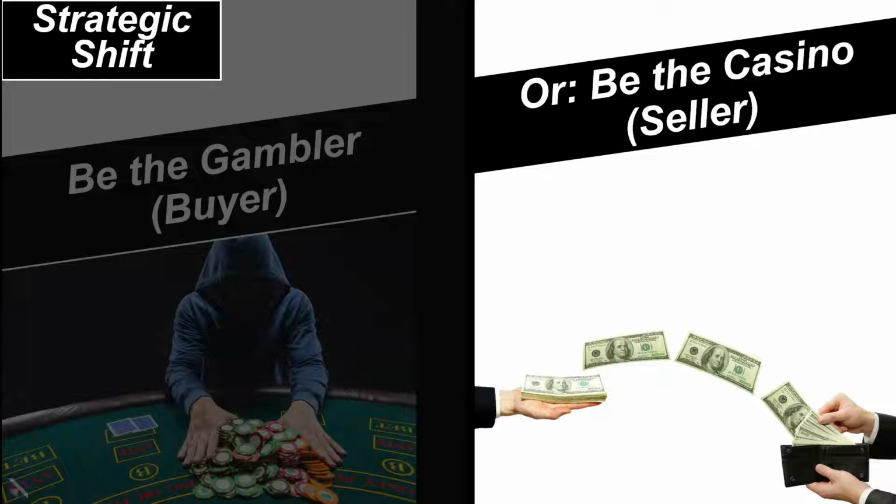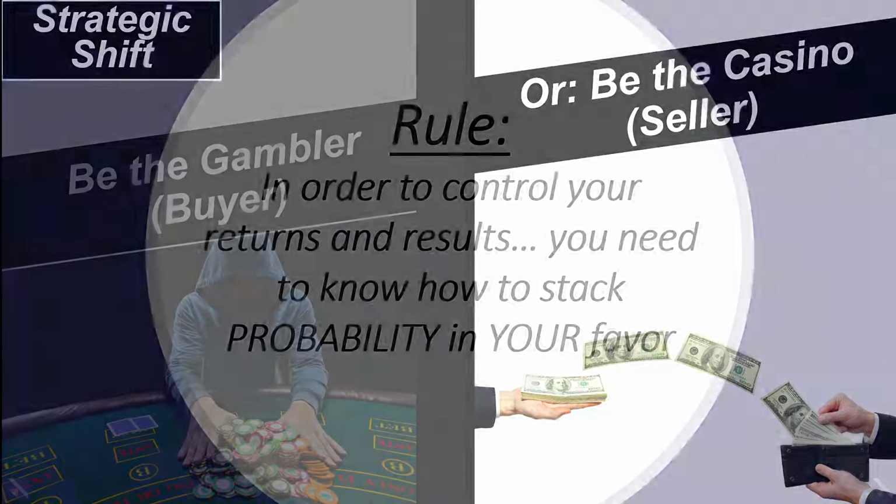Now, the house may have a bad day. Maybe somebody hits a mega jackpot of $12 million on a slot machine. Guess what? They're still going to win. Why? Why do they always win? Because they control and stack probability. The paycheck system is built around you doing the same, stacking the odds massively in your favor.